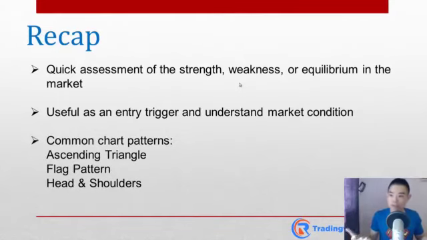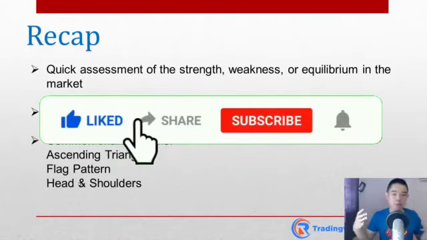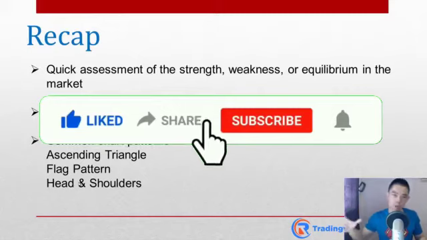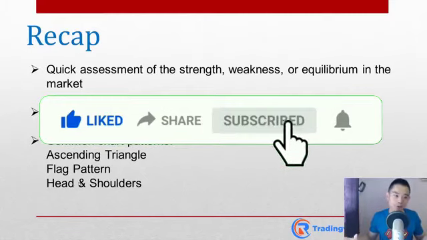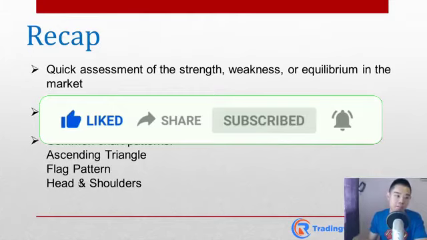Ascending triangle pattern is telling you that the buyers are getting stronger because they are willing to buy at higher prices. So it's useful to help you understand what the current market condition is. I shared with you common chart patterns like the ascending triangle, the flag pattern, head and shoulders. There are more patterns out there, trust me, but it all boils down to just reading the swing highs and swing lows in the market. That's really all you need, so there's no point in me going through the 101 patterns out there.